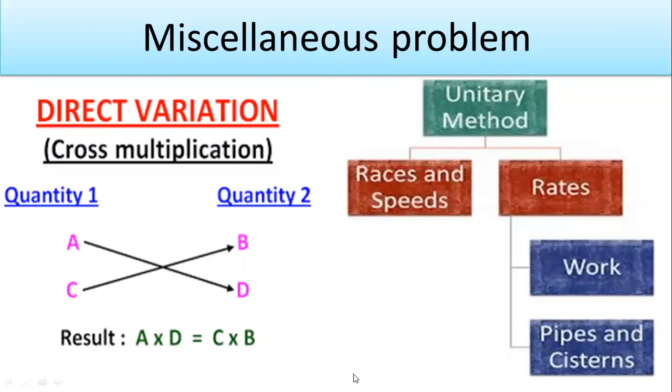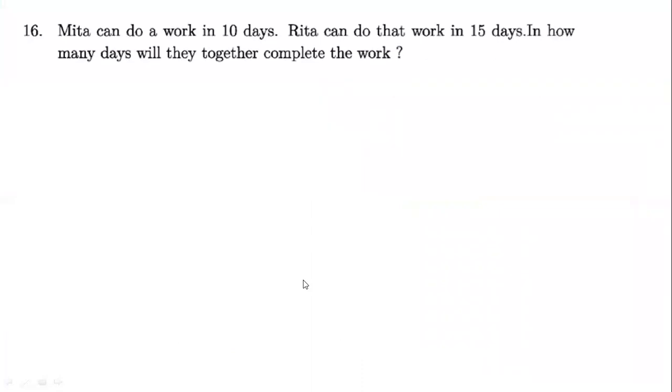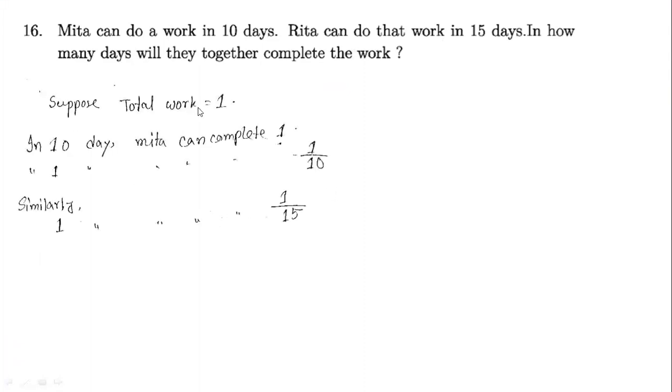Here we are just talking about some unitary method where there is some direct variation. Okay, have a look at some maths related to this too. Here it is talking about Mita can do a work in 10 days. Rita can do that work in 15 days. In how many days will they together complete the work? I think this math is very much easier for you, because in JSC level you already covered these types of math. But you may go this way.